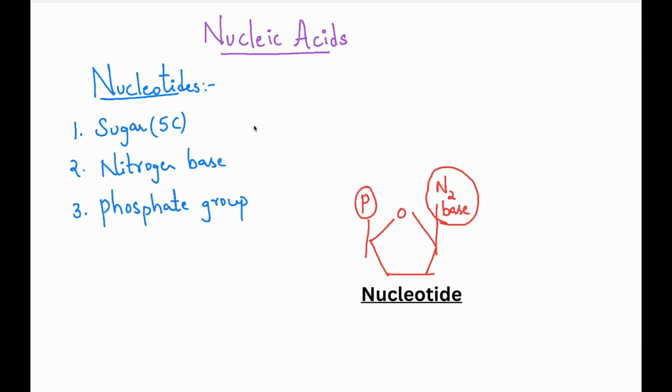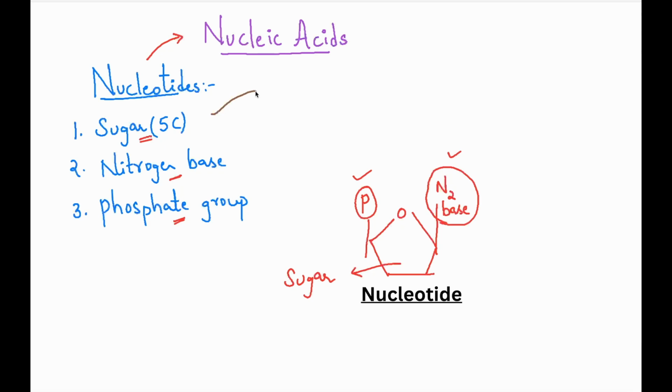Nucleotides are the building blocks, or monomeric units, that help to form the nucleic acids, DNA and RNA. A nucleotide has three important components: a 5-carbon sugar, a nitrogen-containing base, and a phosphate group. This is the basic structure of a nucleotide. This is the 5-carbon sugar, then we have a nitrogen-containing base and a phosphate group on the other end.